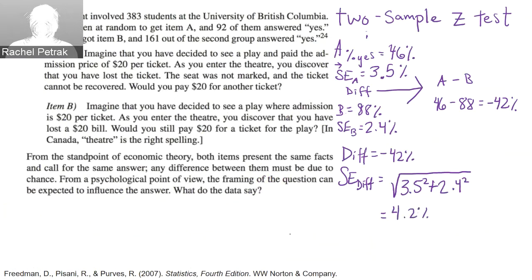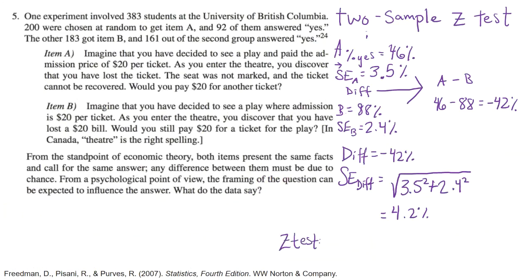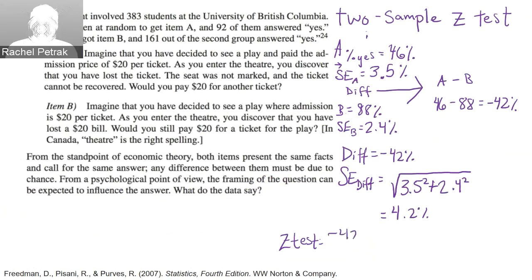Our test then is negative 42 over 4.2%. So this is negative 10. Is a Z value of negative 10 statistically significant? Will we retain or reject?